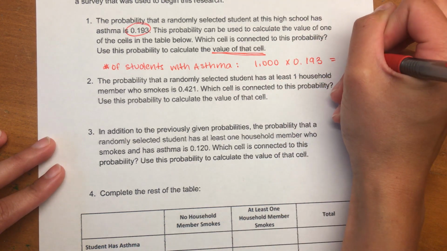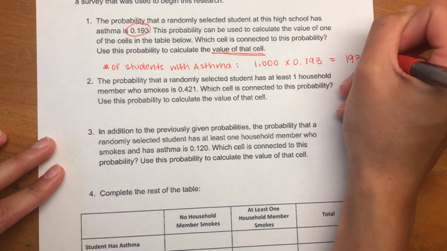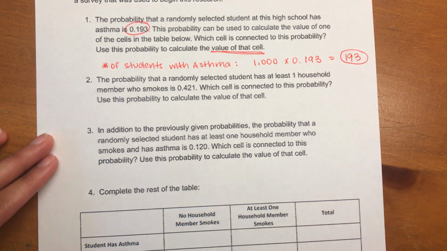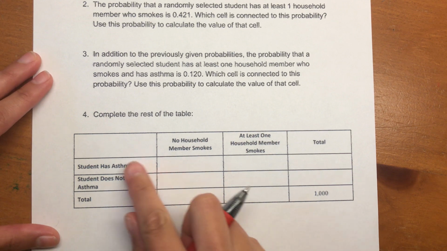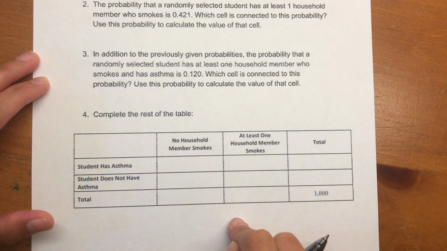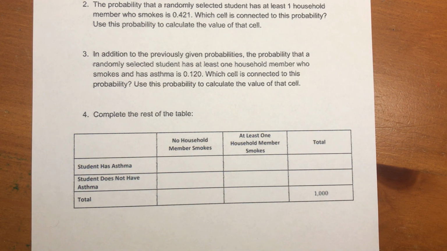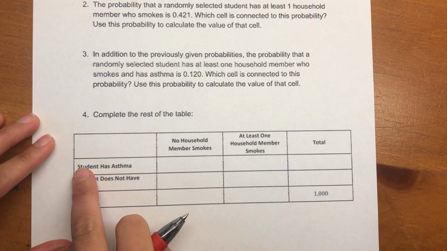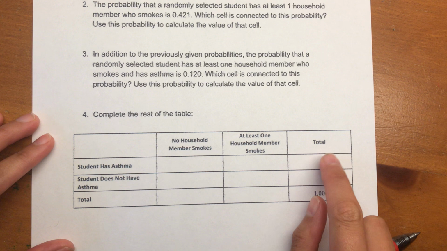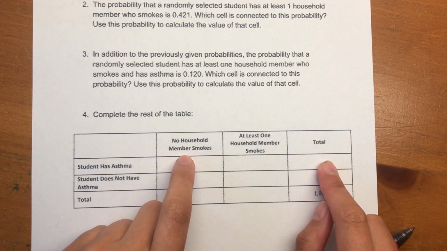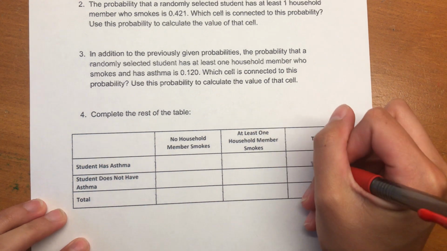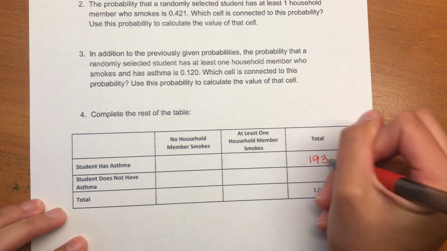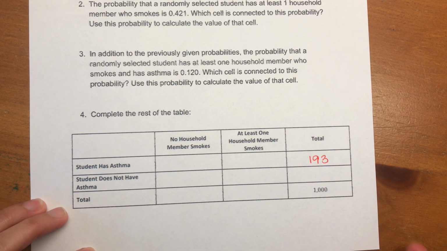Okay, so if I do that multiplication, that means 193 students have asthma. So where's that number going to go in our chart? We're saying this is the number of students that have asthma. Okay? So that would be students that have asthma total, because we don't know if their household member smokes or nobody in their house smokes. Nobody in the house, right? So that's the total number of students that have asthma in the school.